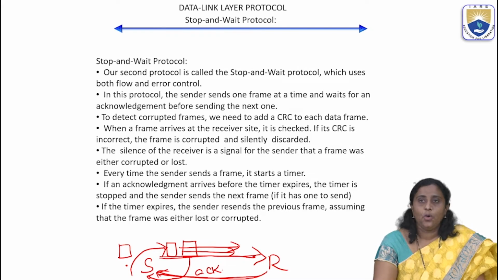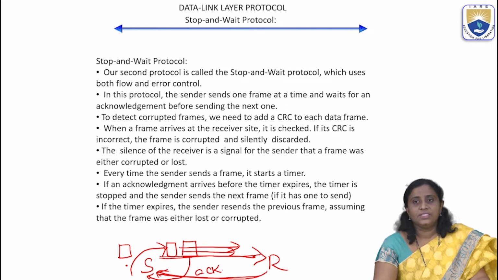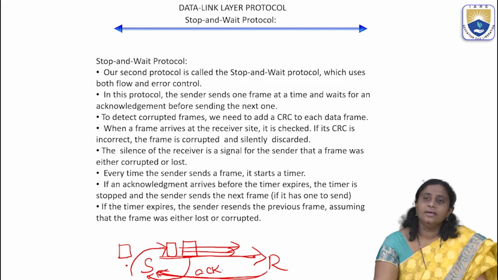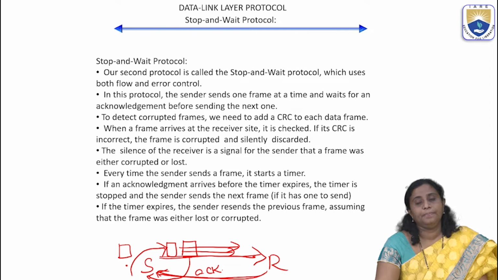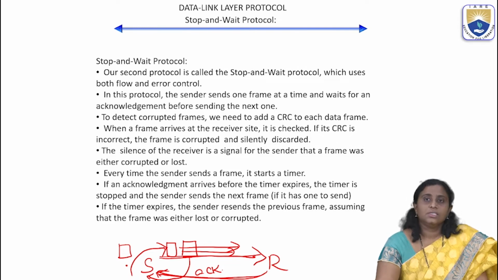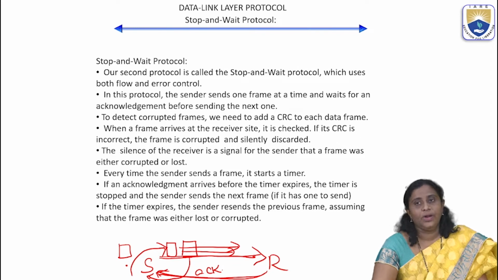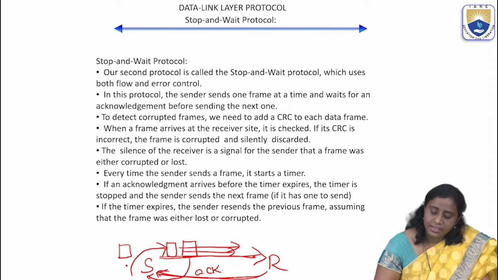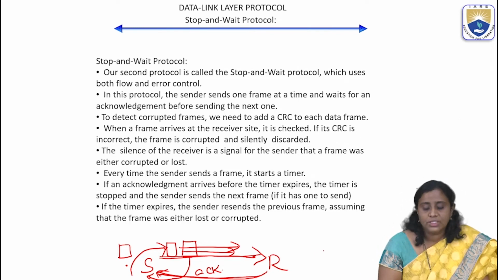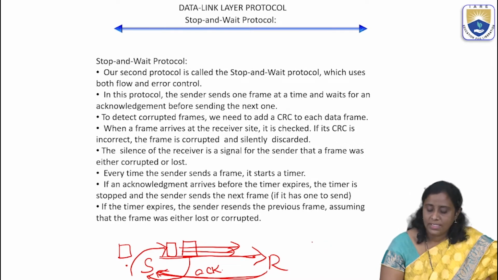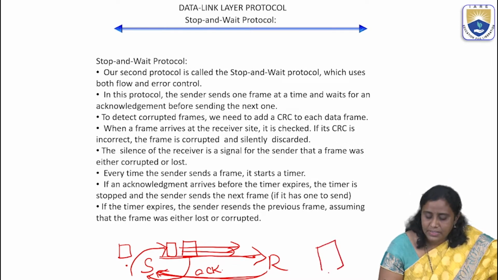And coming to the next point, the silence of the receiver is a signal for the sender that a frame was either corrupted or lost. So every time the sender sends a frame, it starts a timer. Here, one of the best advantages of working with the stop and wait protocol is the timer it needs to set.